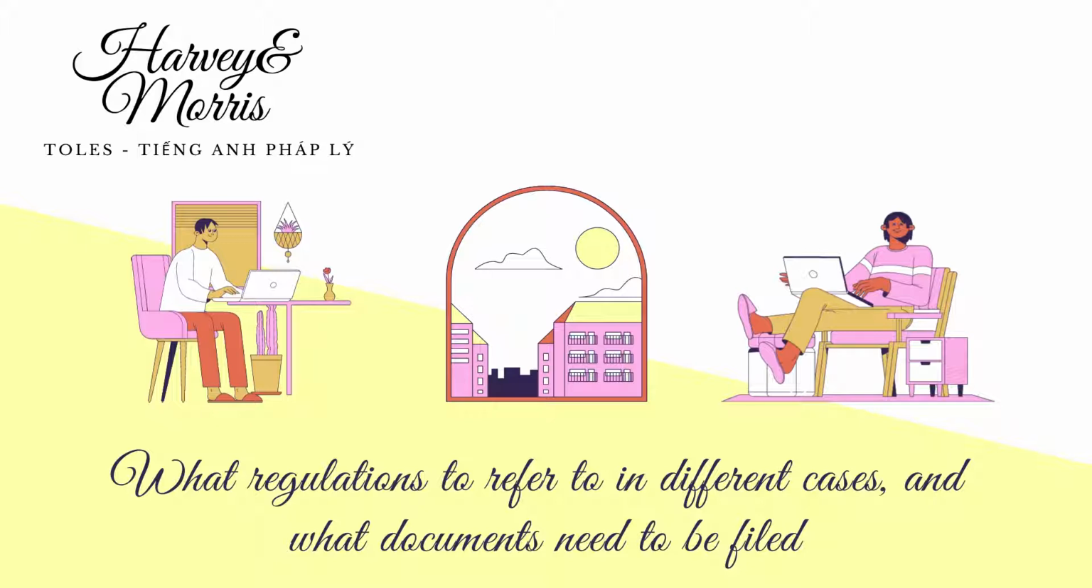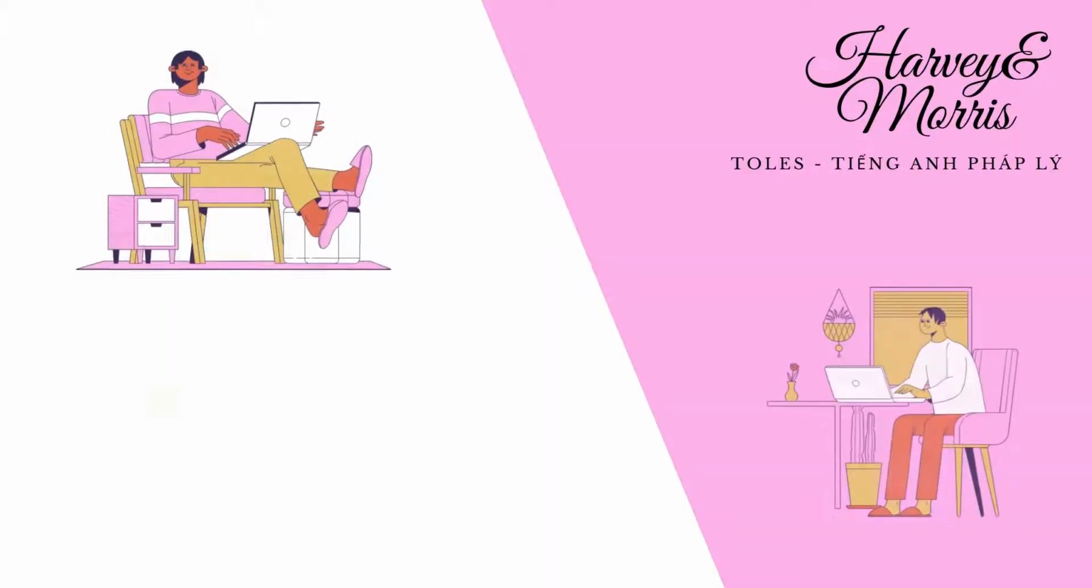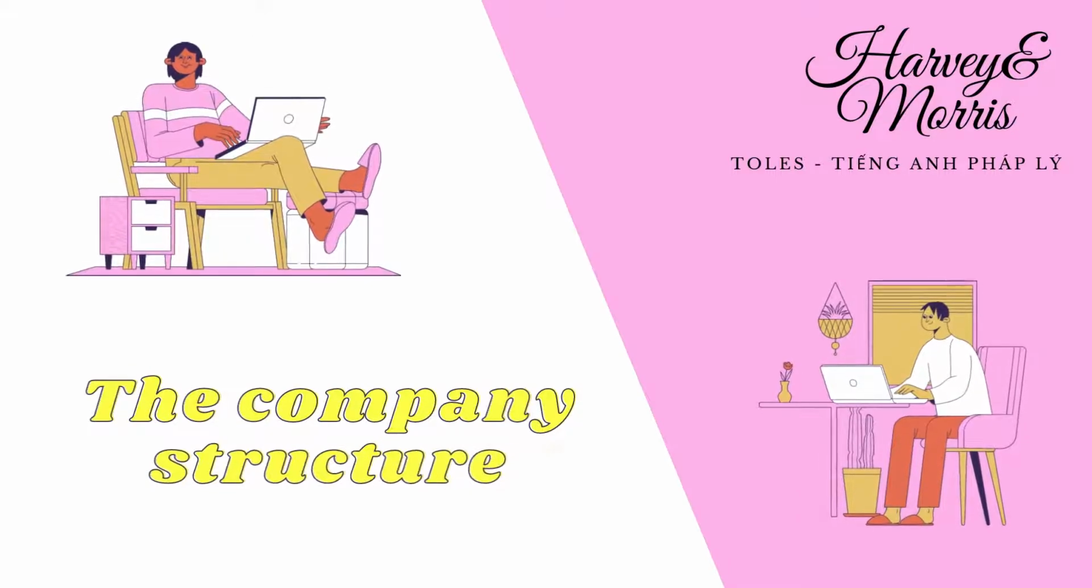Let me show you what we usually use when we take care of any kind of changes in company structure. We've got a checklist, you see, that tells you what has to be done and in what order. It also tells you what regulations to refer to in different cases, and what documents need to be filed, for example. Just a sec, I'll open it. Here it is. Looks good. I think this would help.